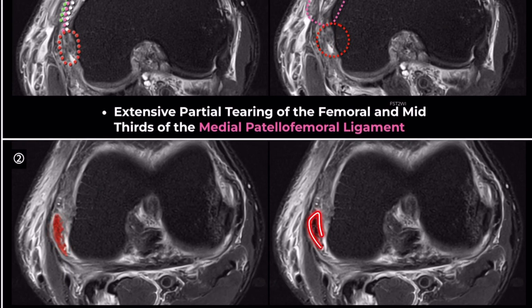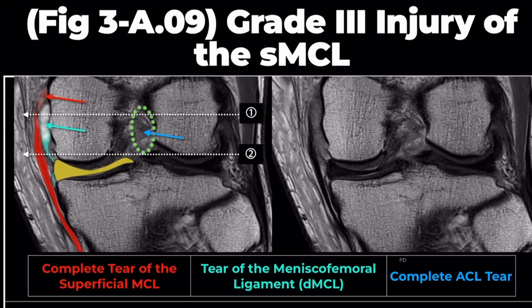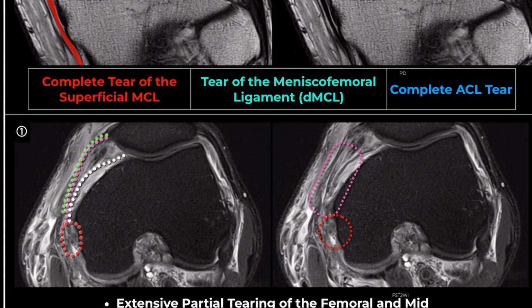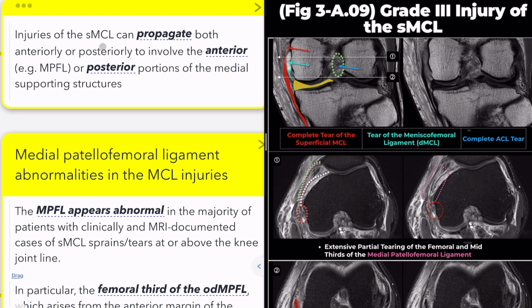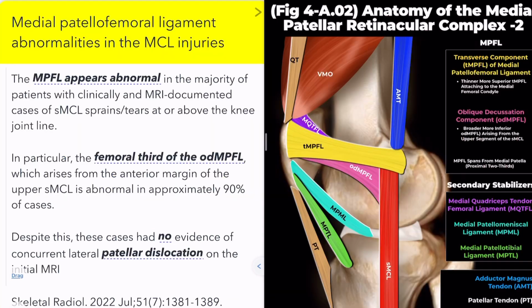Instead, on a more distal axial image, we notice a thickening of the MCL. Diagnosing a Grade 3 injury of the superficial MCL is relatively straightforward based on these findings. Injuries of the superficial MCL can propagate both anteriorly or posteriorly to involve the anterior medial patellofemoral ligament or posterior oblique ligament of the medial supporting structures. I will mention the posterior oblique ligament injury next time.